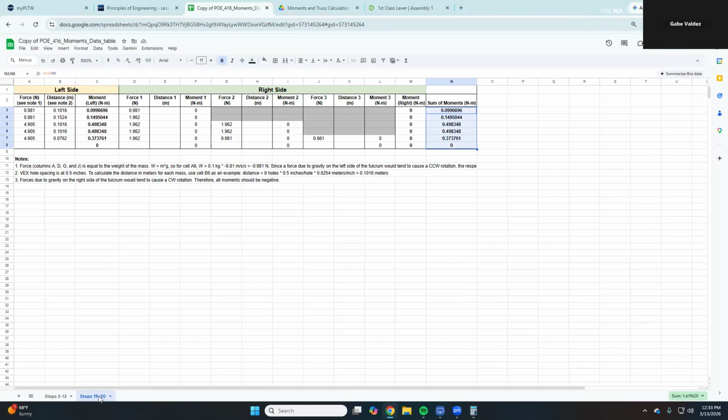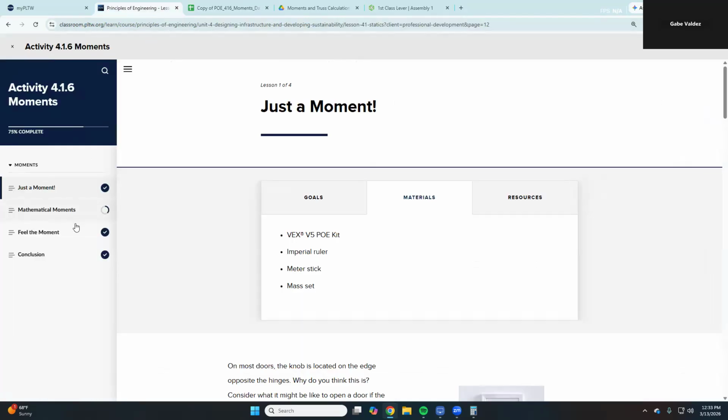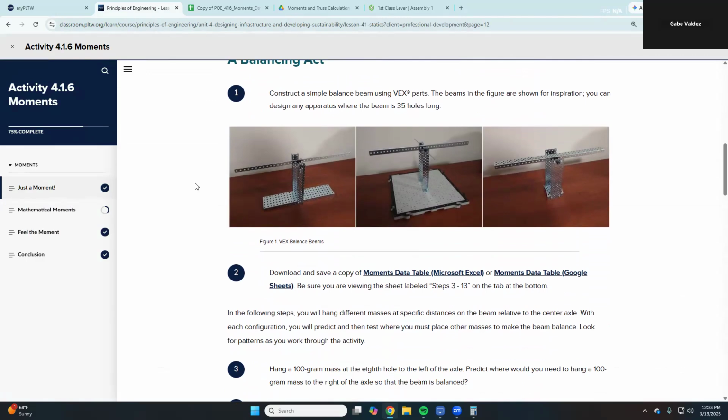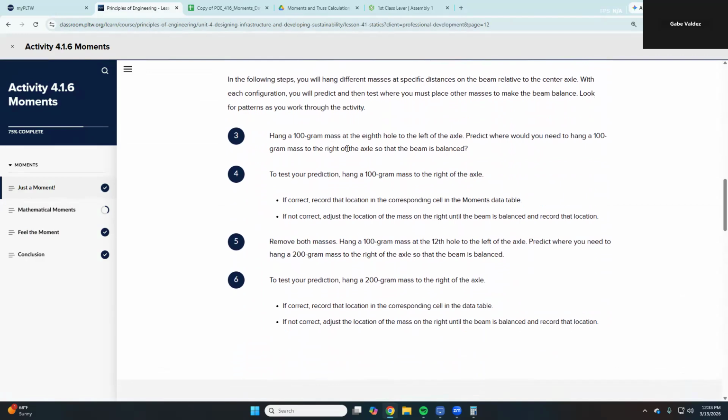Okay. However, again, steps 19 and 20 are no longer part of the activity. Really, just these first steps are. Okay. Just balancing out the masses and the distance from the fulcrum. So if we take a look at this first part of the activity, it talks about that balancing act. Okay. So hang a 100 gram mass on the 8 hole, predict where you need to hang a 100 gram mass on the right side so that the beam is balanced. So if I have 100 grams, 8 holes on the left, then I need to have 100 grams, 8 holes on the right for balance. So test your prediction, hang the 100 gram mass, see what happens.